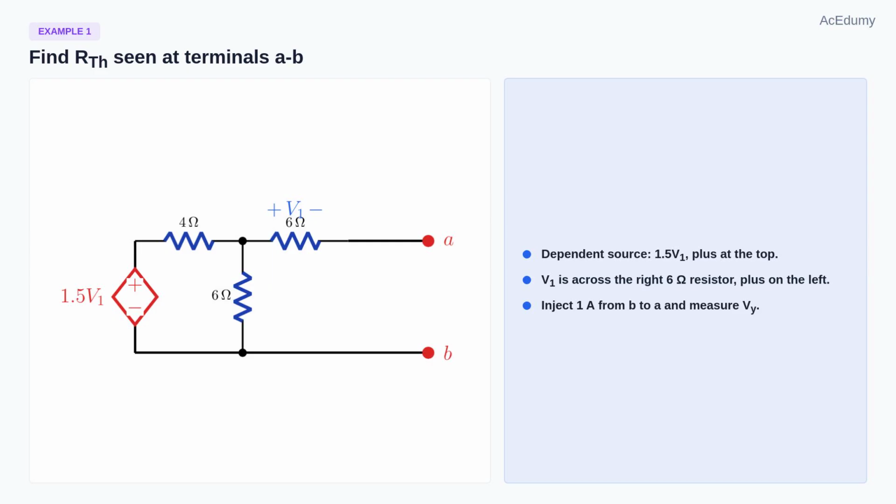Example 1 has a dependent voltage source equal to 1.5 V1. The voltage V1 is across the right 6 ohm resistor, with plus on the left and minus on the terminal side. The port is still A and B. Since the network has no independent source, the target is only R Thevenin seen at A B. We connect a 1 ampere test source upward from B to A and call the port voltage Vy.